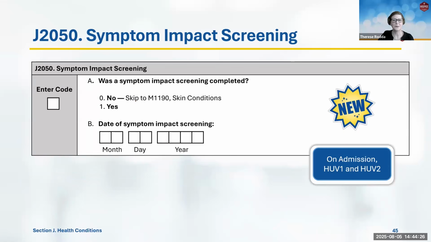Okay, here is another new item for Section J, J2050, Symptom Impact Screening, and it is collected at admission, HUV1, and HUV2. It has two parts. Part A, was a symptom impact screening completed? If so, you choose code 0, no, or code 1, yes, if the patient was screened for the impact of symptoms. For Part B, just enter the date that the symptom impact screening was performed.